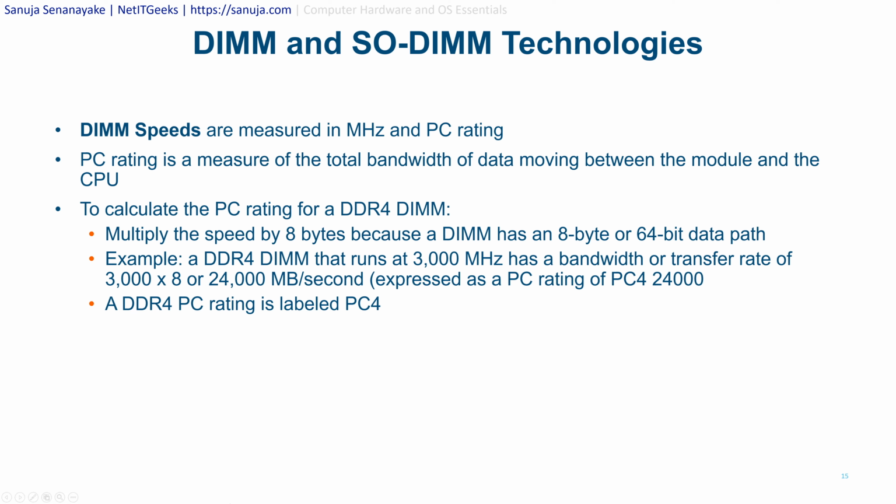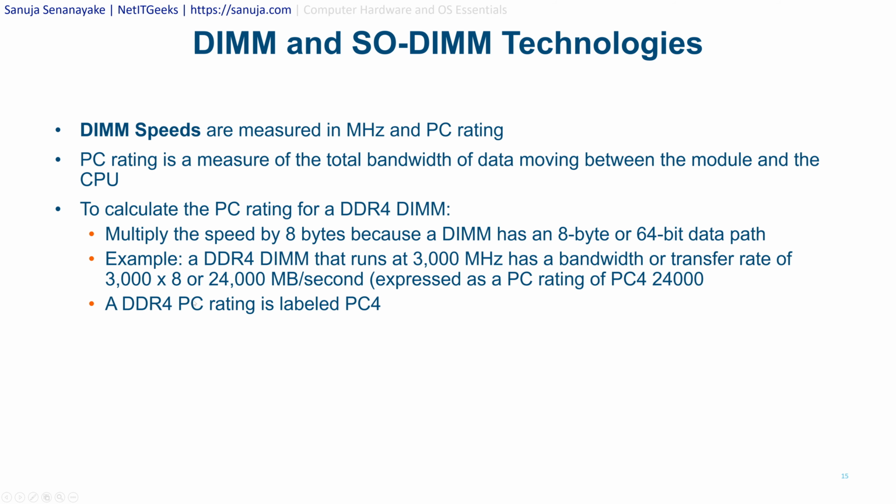To calculate the PC rating for a DDR4 DIMM, you multiply the speed by 8 bytes, because a DIMM has an 8-byte, or 64-bit, data path. For a DDR4 DIMM that runs at 3000 megahertz, the transfer rate is 3000 multiplied by 8. That gives you 24,000 megabytes per second, which can be expressed as PC4-24000.